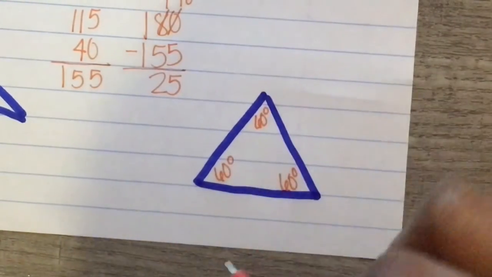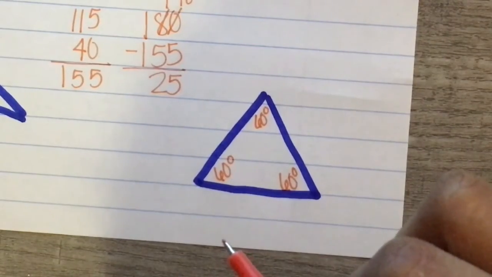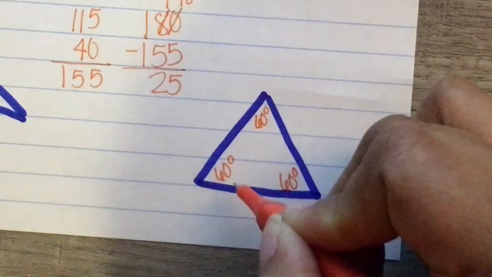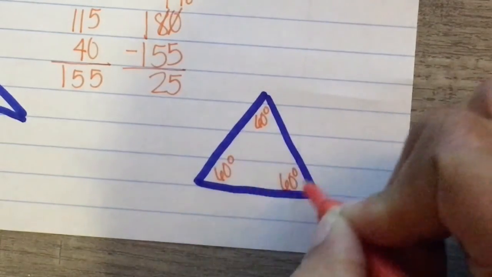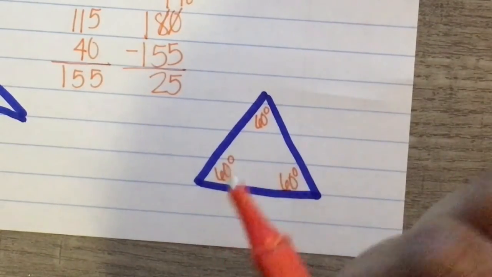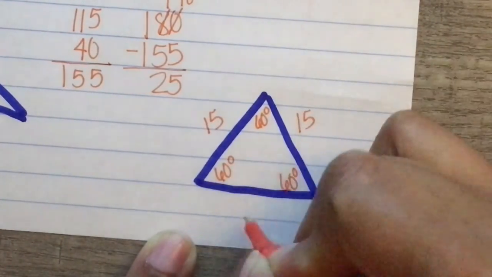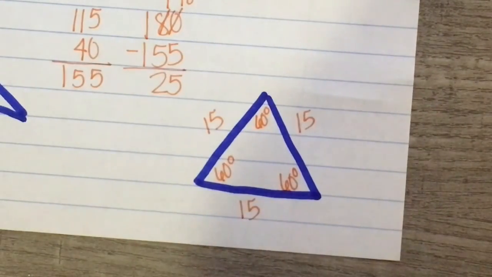So this is an acute triangle. All my angles are less than 90 degrees. In an equilateral triangle, all the sides are the same, and all the angles are the same. So all sides will be the same. So I can just pick a side measurement and have them all be the same. All right, so there you have it.